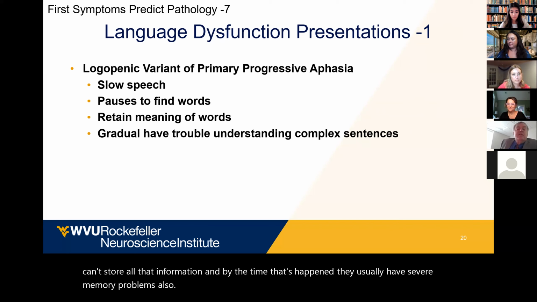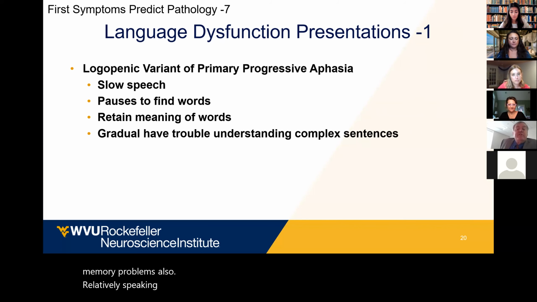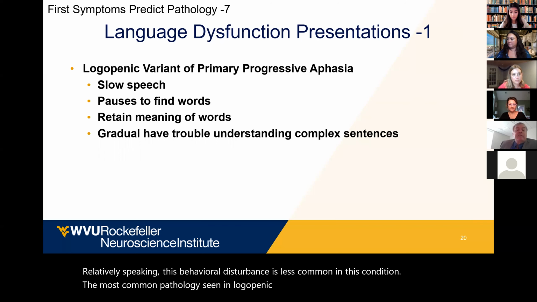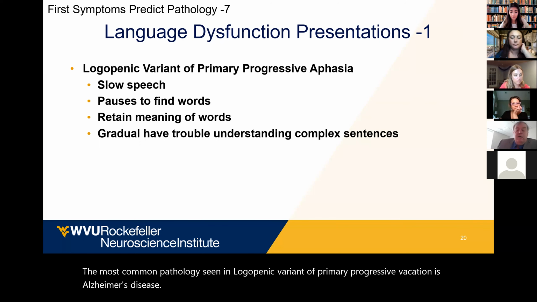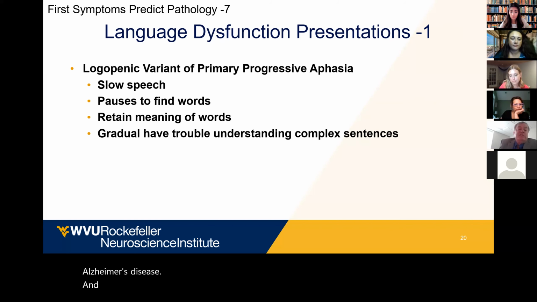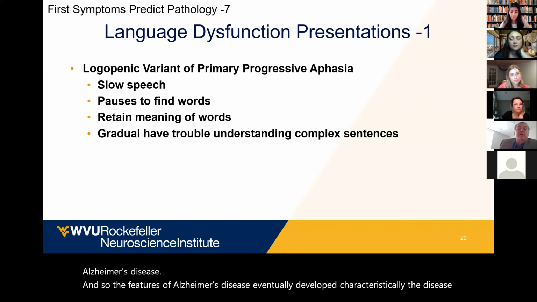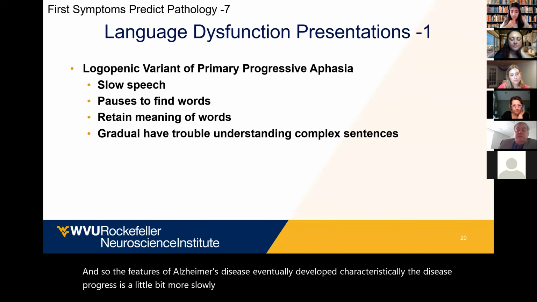Relatively speaking, behavioral disturbance is less common in this condition. The most common pathology seen in logopenic variant of primary progressive aphasia is Alzheimer's disease. And so the features of Alzheimer's disease eventually develop. Characteristically, the disease progresses a little bit more slowly than Alzheimer's disease.